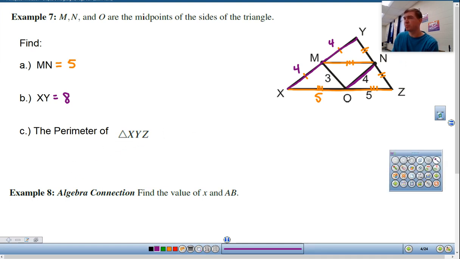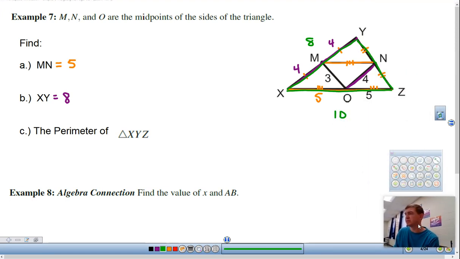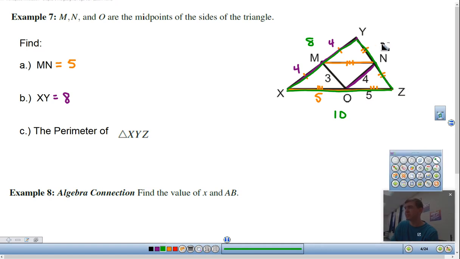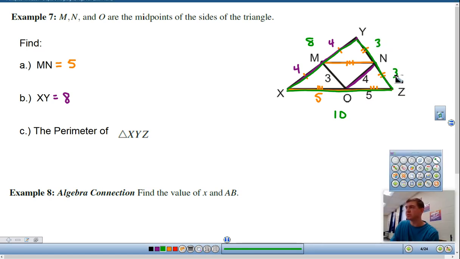And then it says to find the perimeter of this triangle XYZ. Well, we know that that's 8. We know that this is 10. And we need to find these other two here. If that's 3, this would be 3, and this would be 3. So this side would actually be a total of 6. So the perimeter is 6 plus 8 plus 10, and you'd get 24 units.